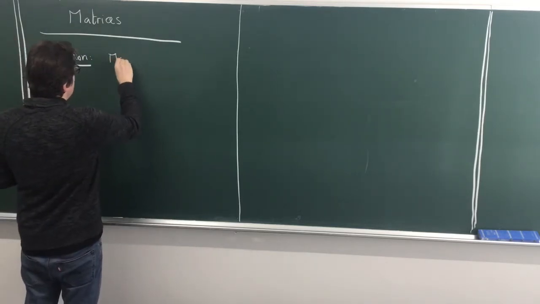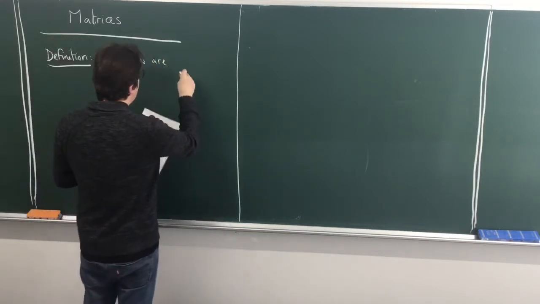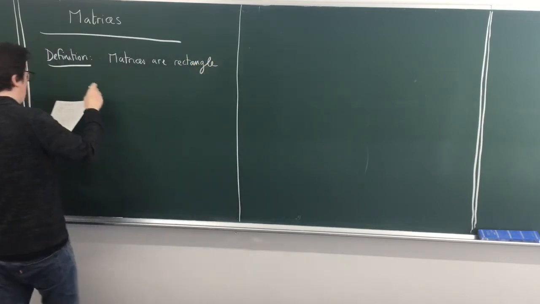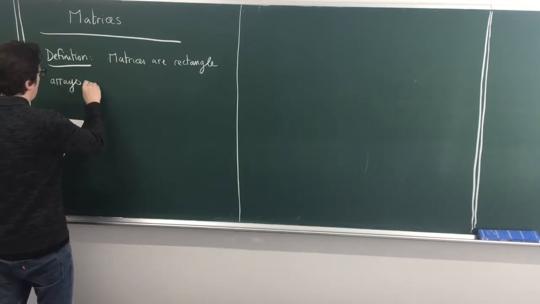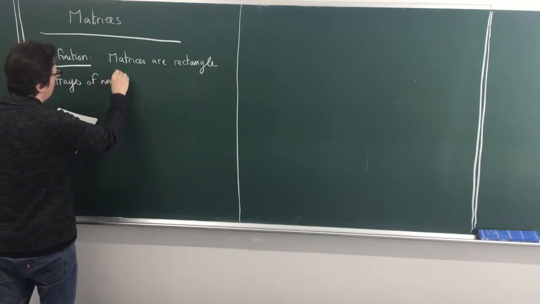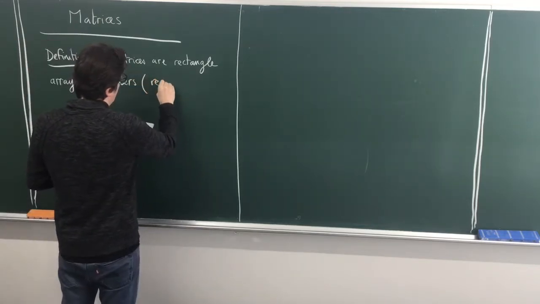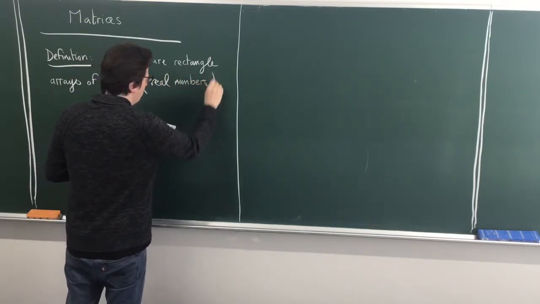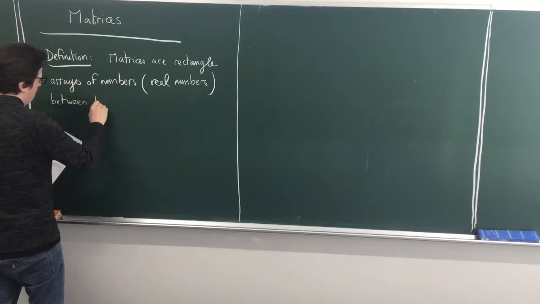So, matrices are rectangular arrays of numbers. For us, it will usually be real numbers. And this array is between brackets.